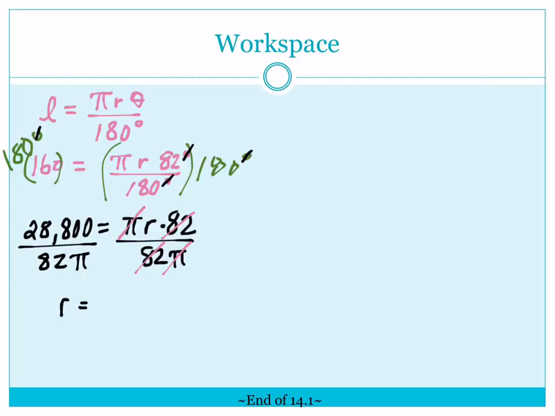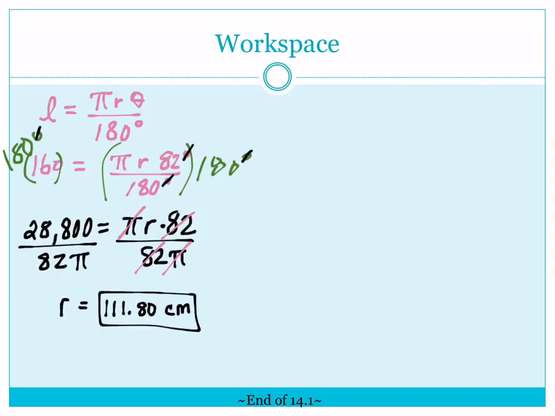So what is 28,800 divided by 82 pi? 111.79. What comes after the 9? 656. So it would actually be 80, right, with 2 decimals. And our units on this one were centimeters, yes?